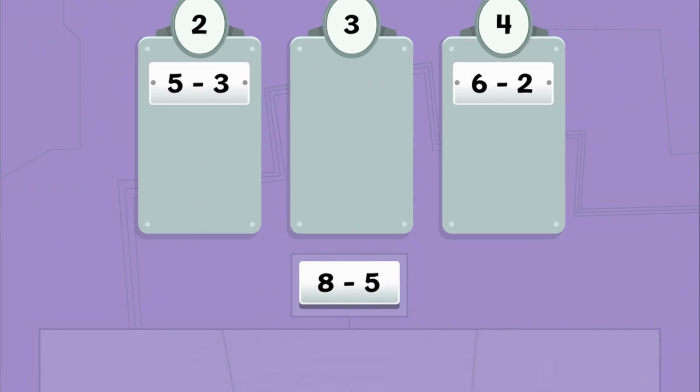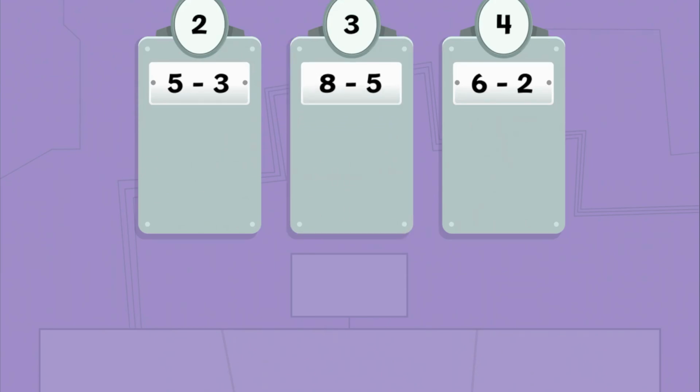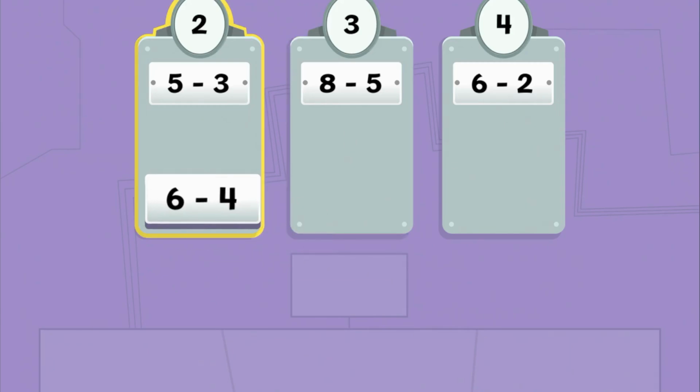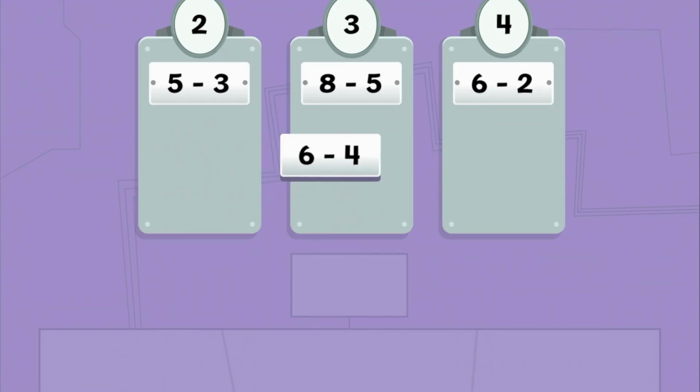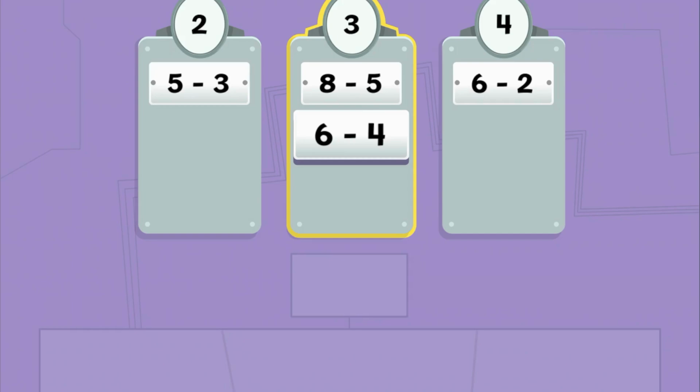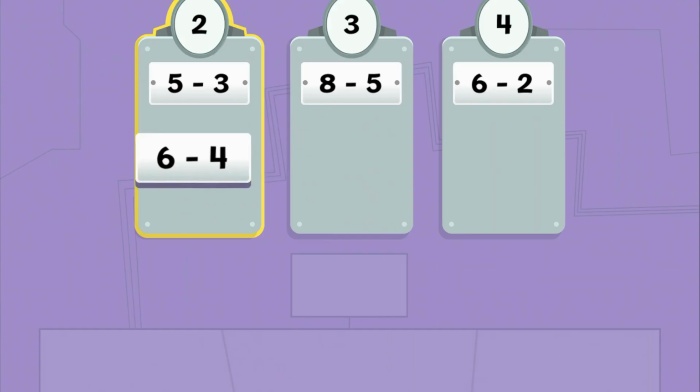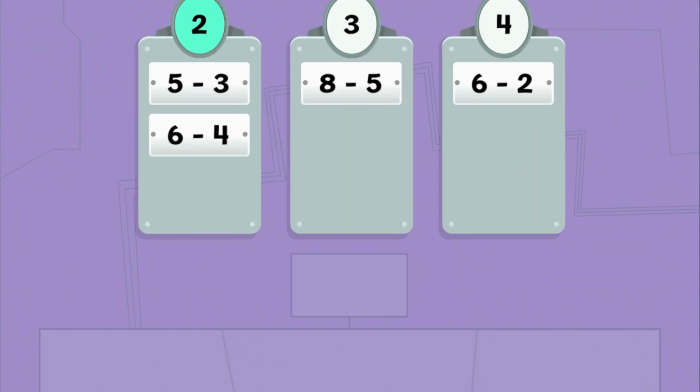What is 8 minus 5? Eight minus 5 equals 3. What is 6 minus 4? Six minus 4 equals 2. What is 7 minus 4? 7 minus 4 equals 3.